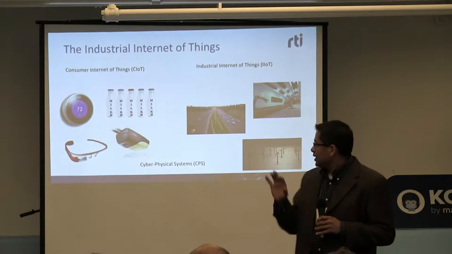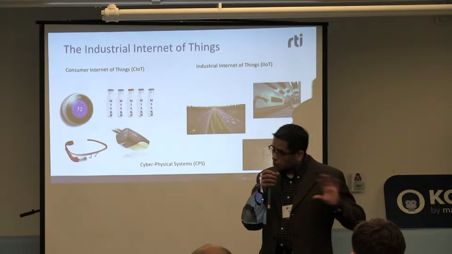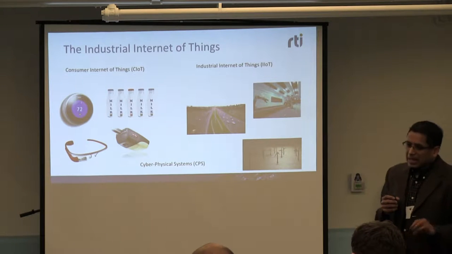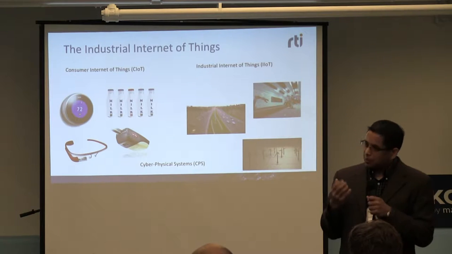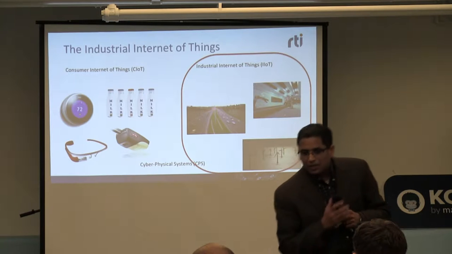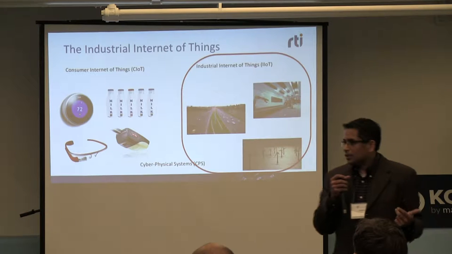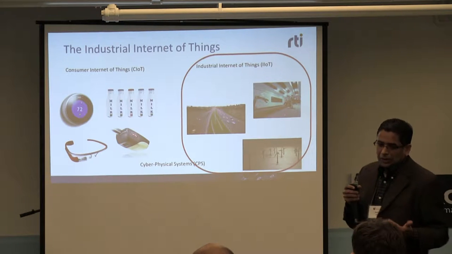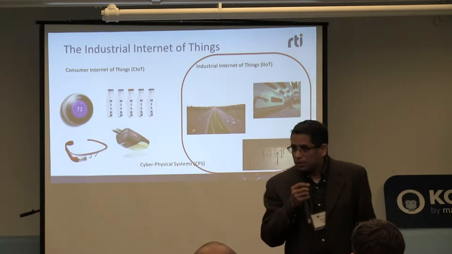You can break it down into categories. The left side, which is what we call the consumer Internet of Things, is really what a lot of people get excited about. But that's actually the less interesting part. What we care about is what's more formally known as cyber-physical systems. This is the part on the right. And this is really things like self-driving cars, connected vehicles, medical systems, power plants, energy distribution, robotics, and so on. So that's really what we care about.